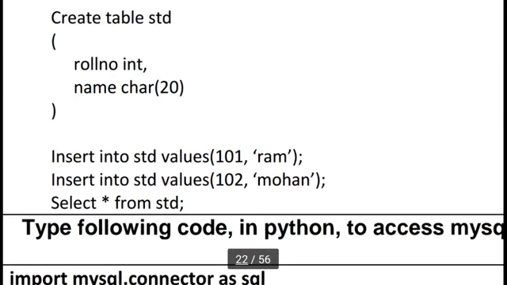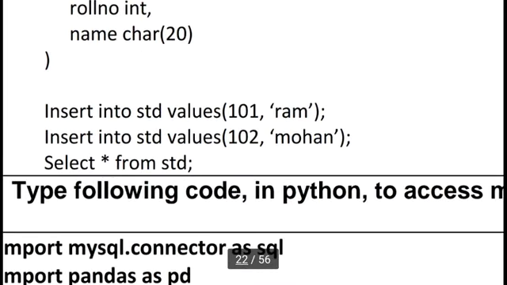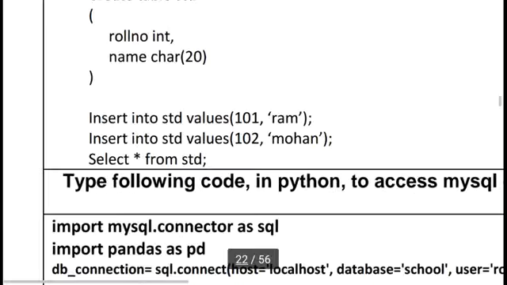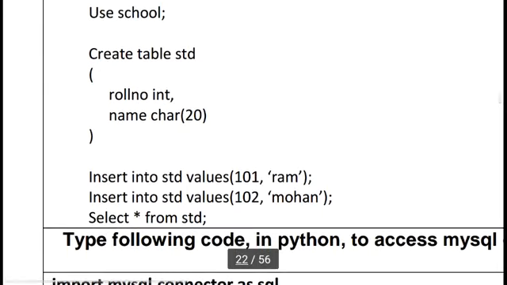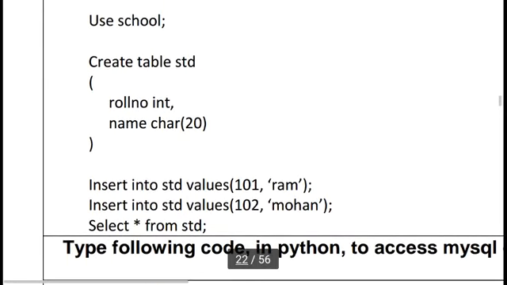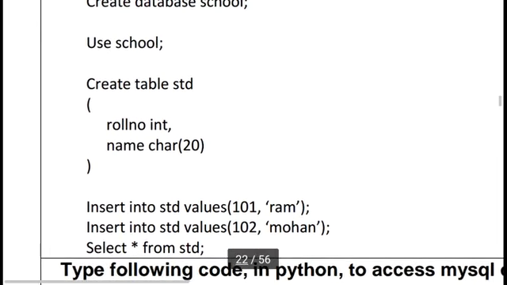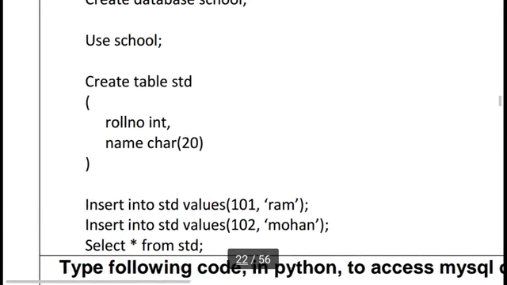After creating this std table, we can insert two records: insert into std values 101 Ram, insert into std values 102 Mohan, and select star from std. We can say this is our table. So first we already created it in the MySQL database and stored our table, but I want to use this table and transfer it to a Python data frame, meaning this table converts into a Python data frame.